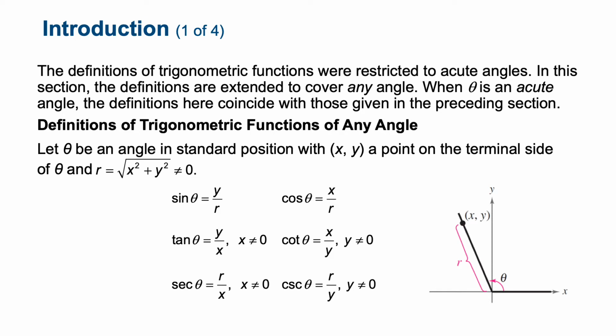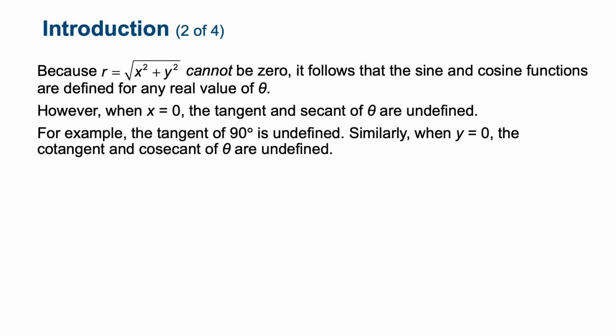If you have that, the following trig functions hold. Sine of theta is y over r, cosine of theta is x over r, tangent of theta is y over x, cotangent of theta is x over y, where of course the denominators cannot be zero. R will never be zero because it's a positive distance. Secant of theta is r over x, and cosecant of theta is r over y. Because the radius, the square root of x squared plus y squared, cannot be zero, the sine and cosine functions are defined for any real value of theta.